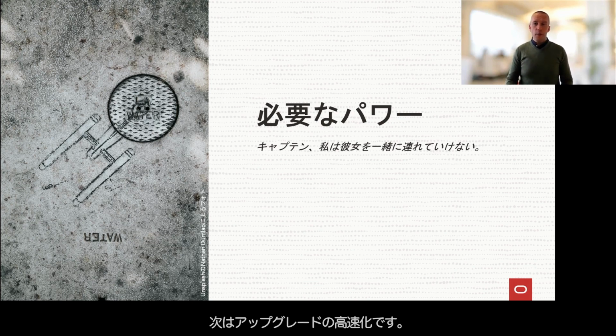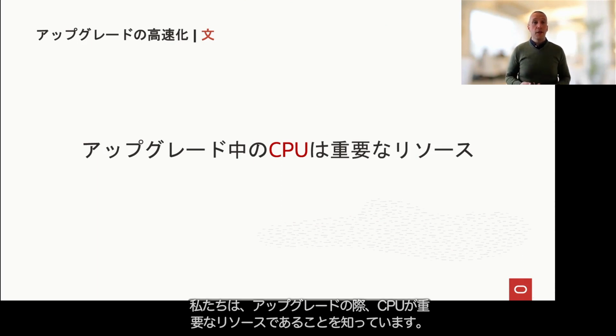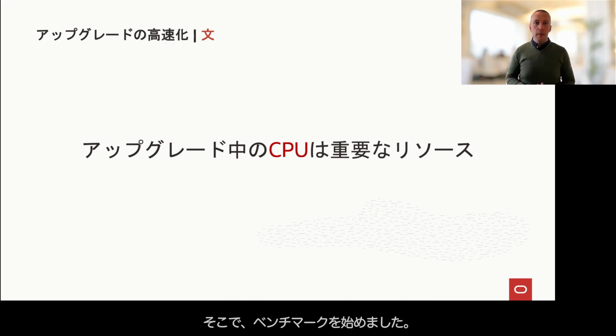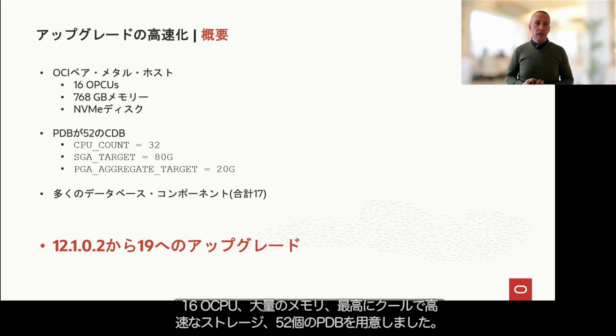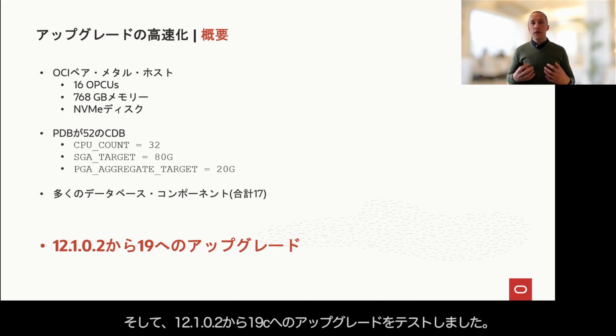Next is faster upgrades. We all want faster upgrades. How can you do it? Well, first, a statement. We know for a fact that during upgrade, CPU is a vital resource. So we started a benchmark. We provisioned a bare metal server in OCI, gave it 16 OCPUs, a ton of memory, the coolest and the fastest storage, 52 PDBs, all components, CPU count was set to 32, and we wanted to test upgrade from 12.1.0.2 to 19c.